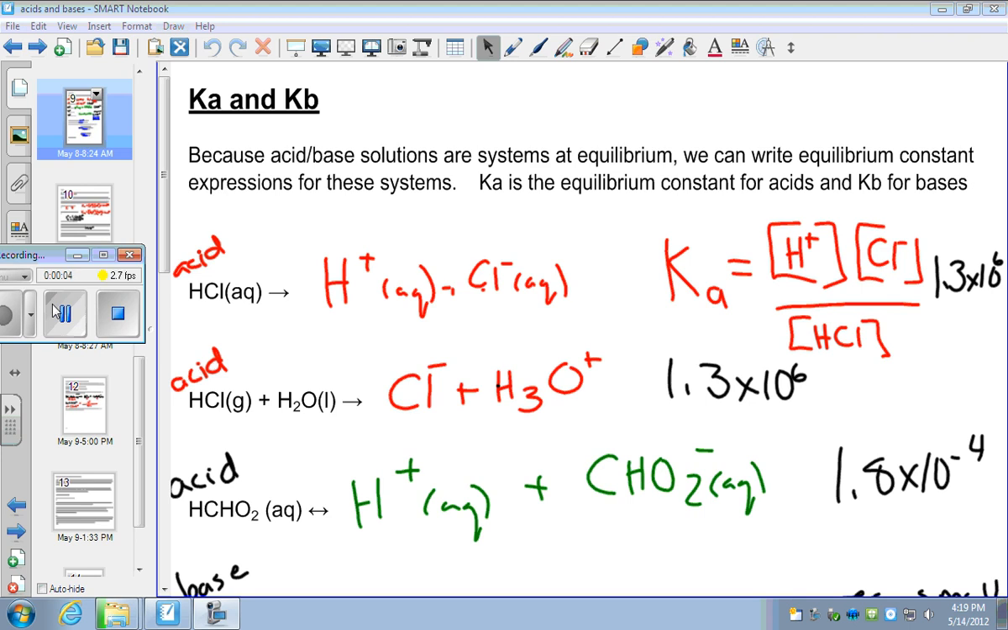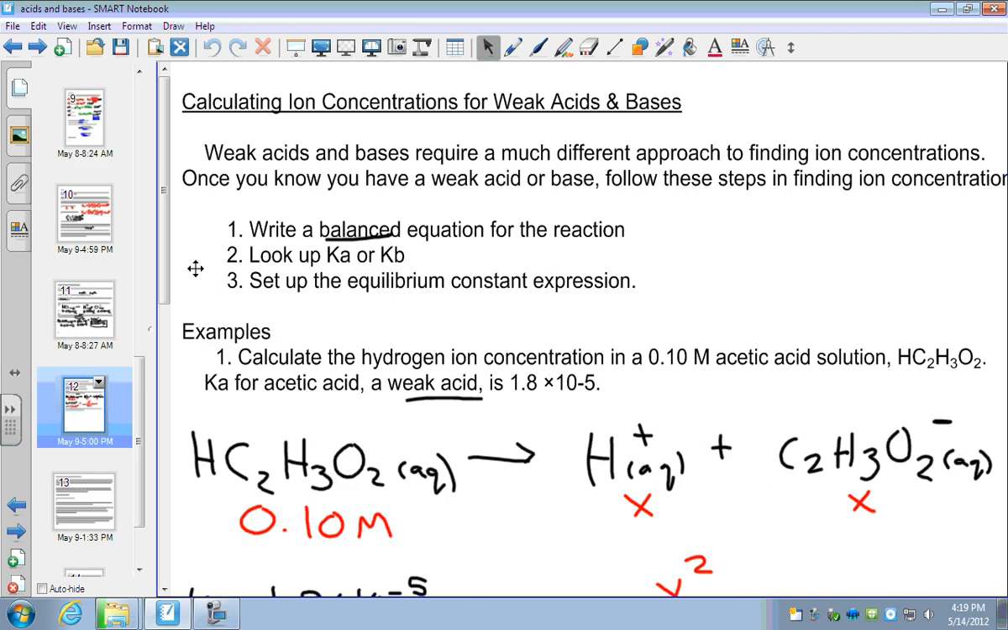We are still working through the KA and KB package. We're on the fourth page of that package. It looks something like this. So we learned how to calculate the concentration of ions. We want to know how much H plus or how much OH is in something. So we learned how to do it if it was a strong acid or a strong base. Now what we're looking at is if it's a weak base or a weak acid.